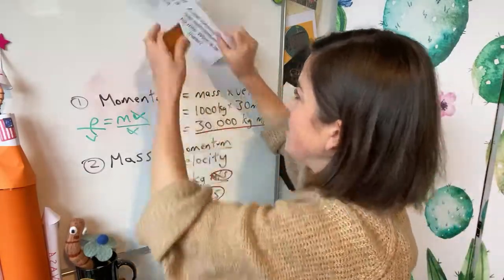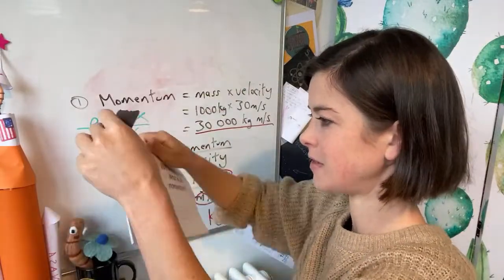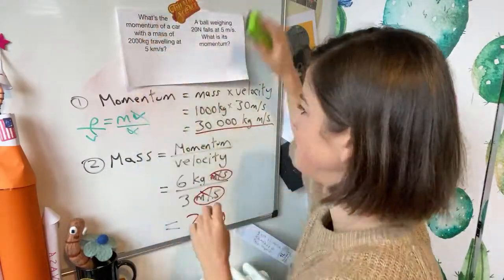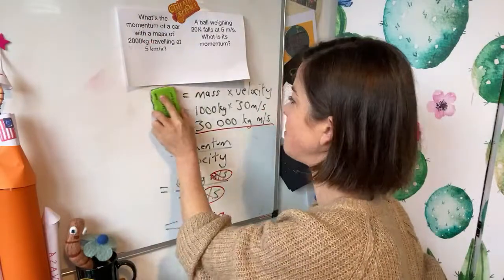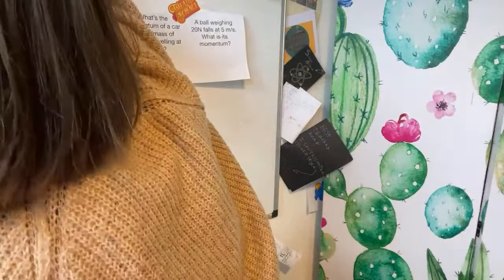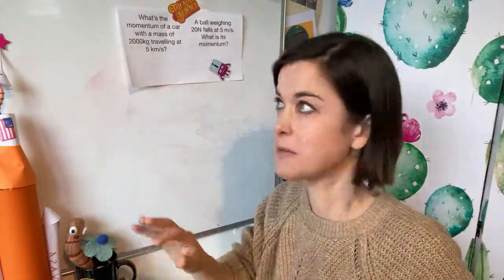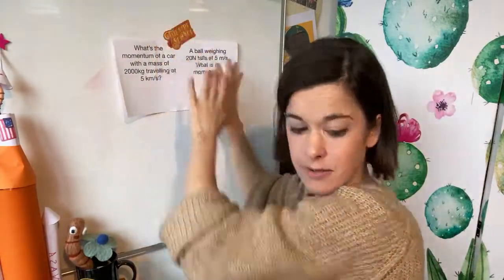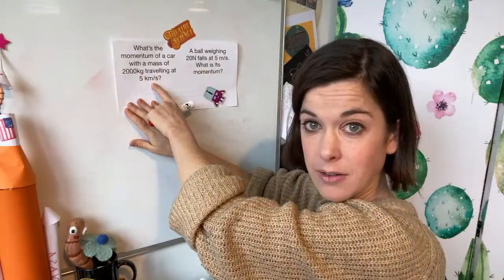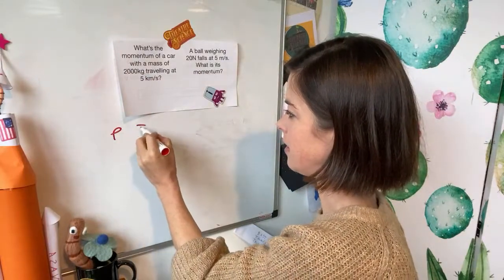Right, let's do these other ones then, the ones I was ever so smug about. What's the momentum of a car with a mass of 2,000 kilograms travelling at 5 kilometres per second? Did you see that I was trying to catch you out here? There are actually two ways that you could have done this one. If you didn't notice my mean, cunning trick, the velocity is in kilometres per second, not metres per second.